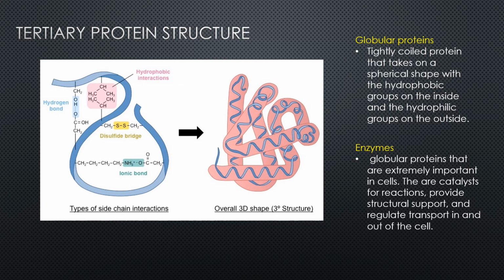So certain types of proteins, we call them globular proteins, because that's a fancy word and we clearly aren't that creative with names. The globular proteins are tightly coiled proteins that take on a spherical or glob shape. And they have the hydrophobic groups on the inside and the hydrophilic groups on the outside. An important globular protein within cells are what we call the enzymes. Enzymes are catalysts for reactions. They can also provide support and regulate transport in and out of the cell. But enzymes make sure that chemical reactions that are necessary happen within a cell.